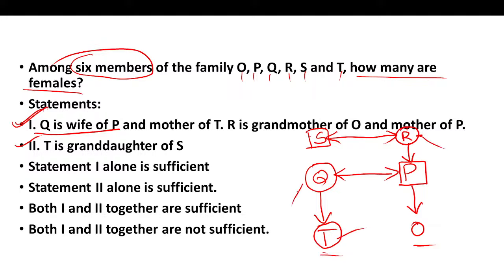1, 2, 3. And we don't know the exact gender of O. O might be male or female. Without knowing whether O is male or female, how can we say how many females are there? No. The answer for this question is that both statements together are not sufficient, because even by using both statements we are still not able to say how many females are there. Okay, next question.